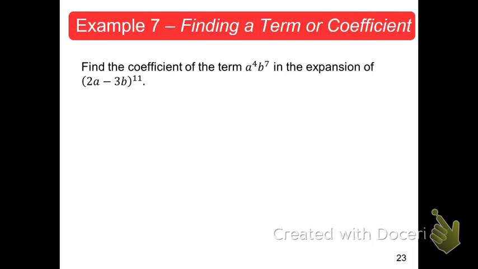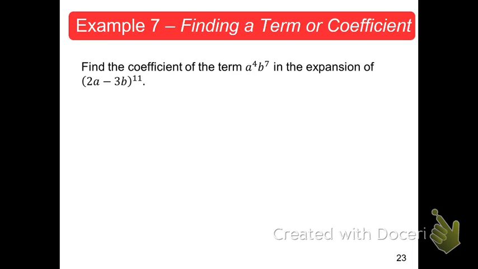All right, so now I just want to find the coefficient of the term a to the 4th, b to the 7th in the expansion of (2a minus 3b) to the 11th. Now, if you really want to, you can work that out, and you can get the whole thing, or you can at least get till you have the term that's going to have a to the 4th, b to the 7th. But you know there's got to be an easier way, right?